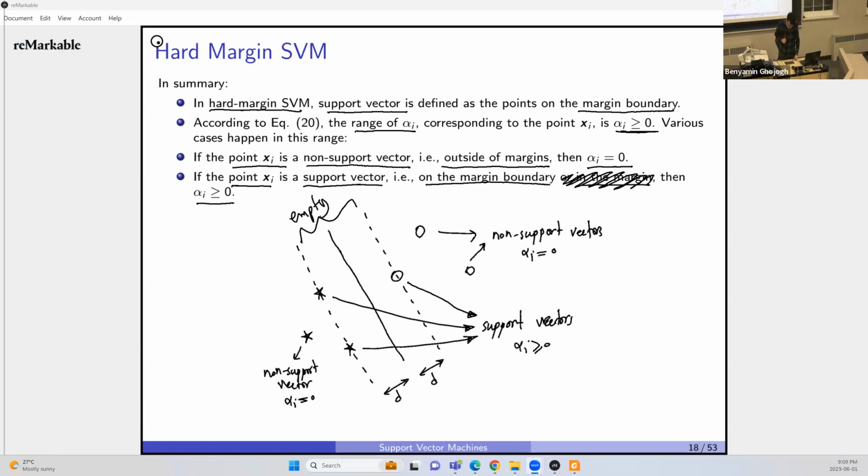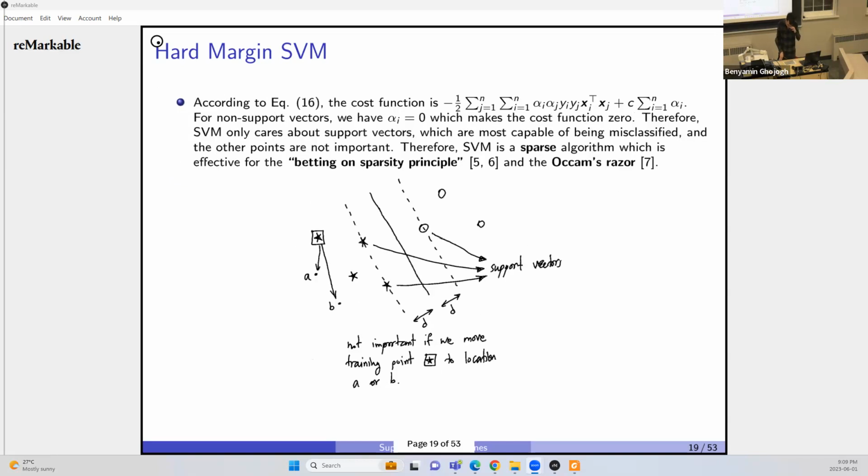So far, clear? According to equation 16, the cost function of the dual optimization problem only has alpha i's. So it only considers support vectors. Now you understand why SVM works. Because it only considers support vectors. The number of support vectors is low, right? How many points are closest to the decision boundary? Not many. Most of the points are non-support vectors. Do you agree? Therefore, it only considers a few points. Therefore, it's sparse.